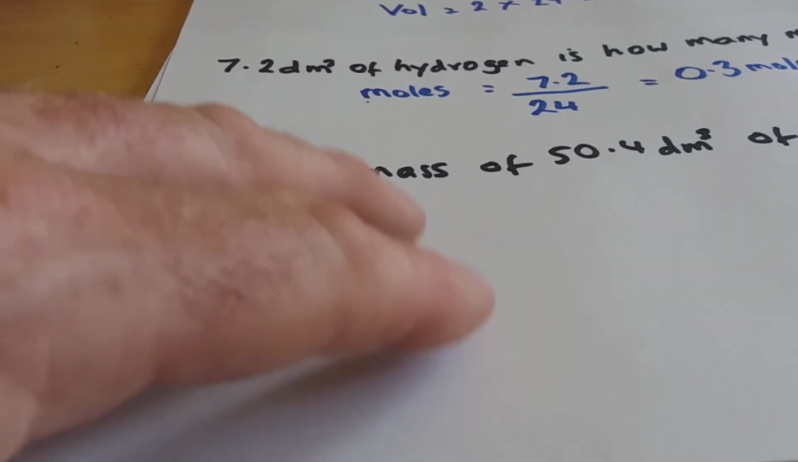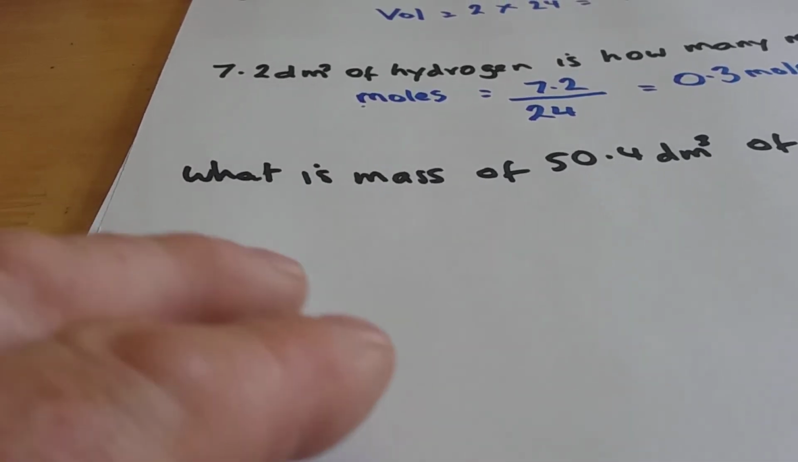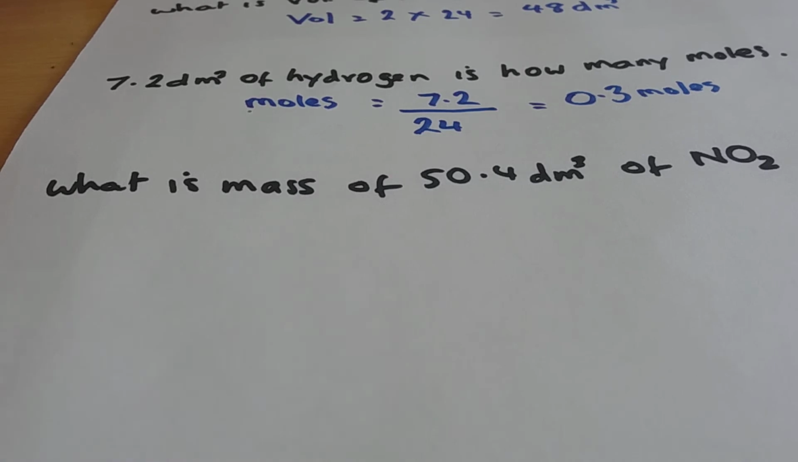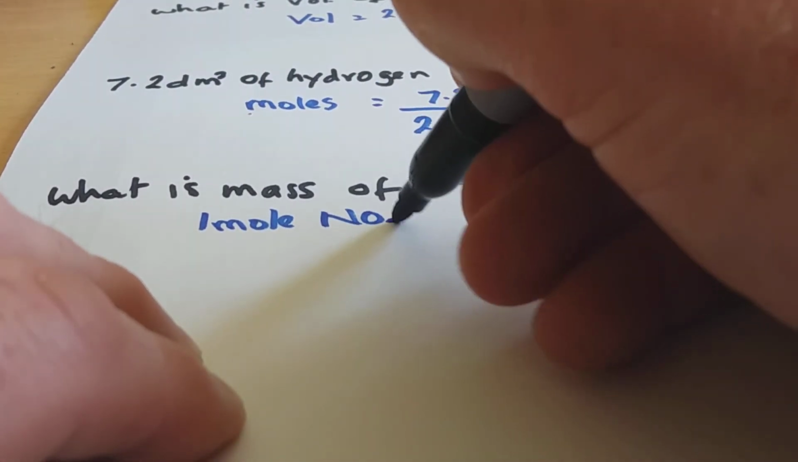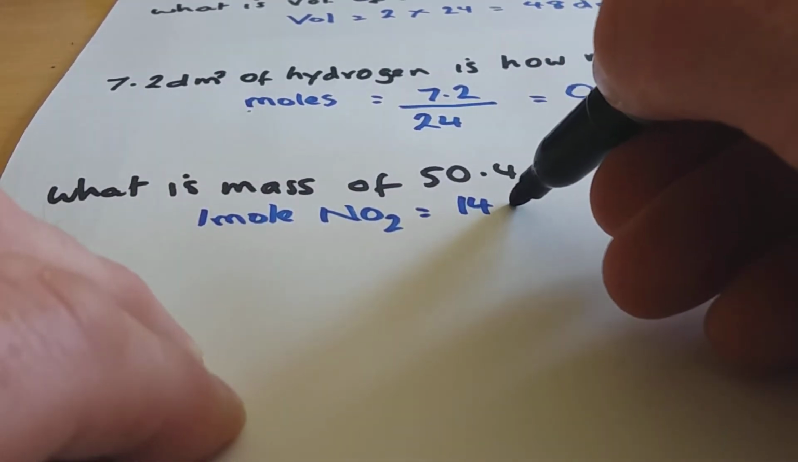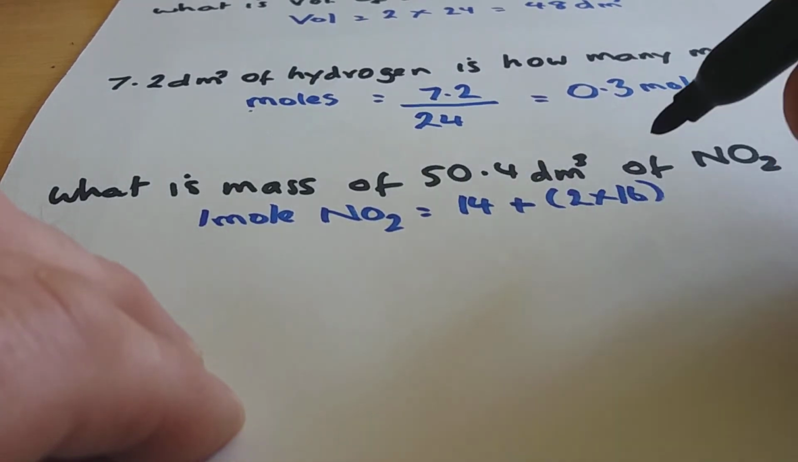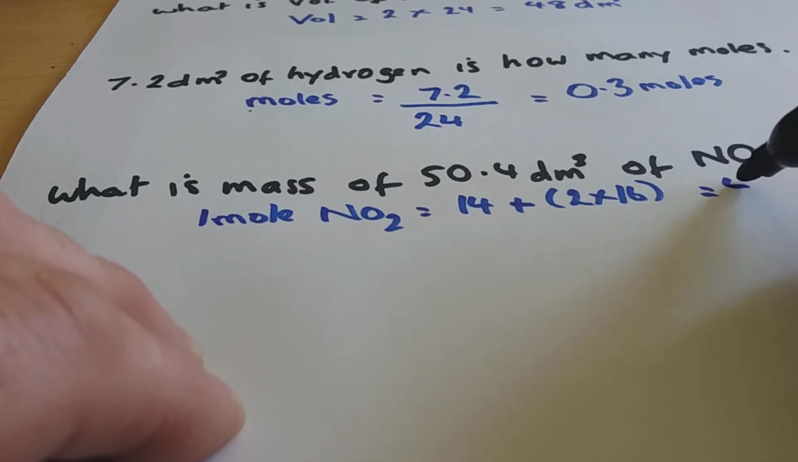And lastly, there's this idea of a two-step calculation. What is the mass of 50.4 decimeter cube of nitrogen dioxide? So the first step always is to work out 1 mole of NO2. Now, nitrogen is a relative atomic mass of 14. Oxygen, as we know, is 16. So 2 16s are 32, plus 14 is 46.